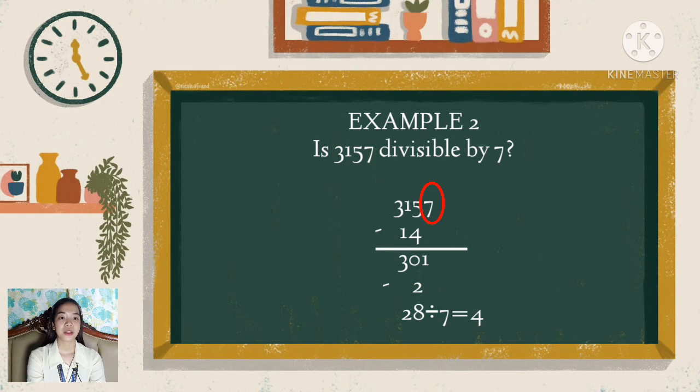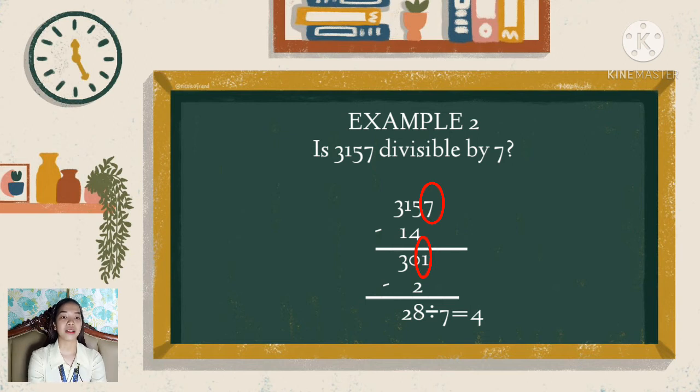Bring down 3. So 301. So again, we need to take the 1 and double it. 1 plus 1 is equal to 2. So we need to subtract the double number from the remaining number again. 0 minus 2, we need to bring down 1 and it's equal to 28. So we need to know if 28 is divisible by 7.